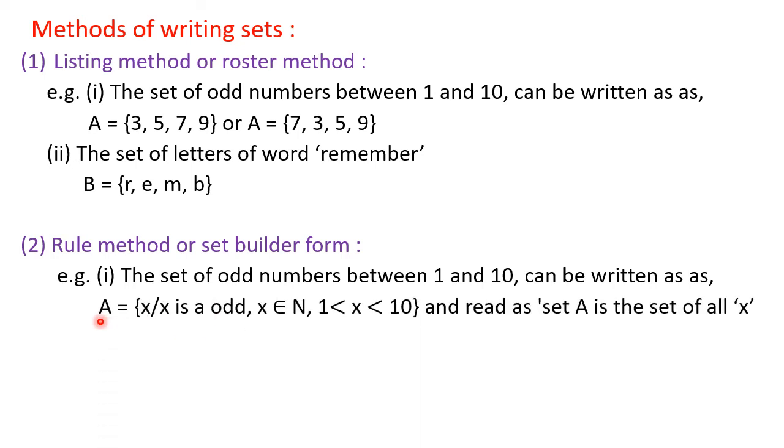So this way, see, A is equal to curly bracket, as I have said, and here I want to write some rule, and the rule I am writing is for the element. So that element we have to take as X in general. You can take any alphabet. It is not compulsory that you should take X, but generally we take X. So this X denotes the element, and then a slash is there, and after the slash we have to write down the property.